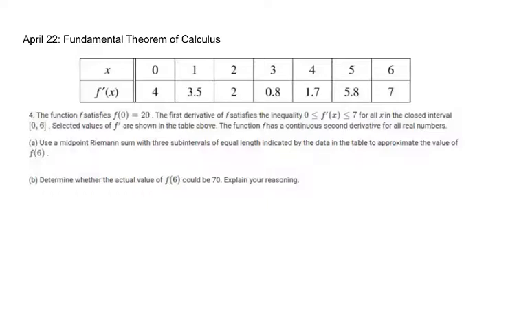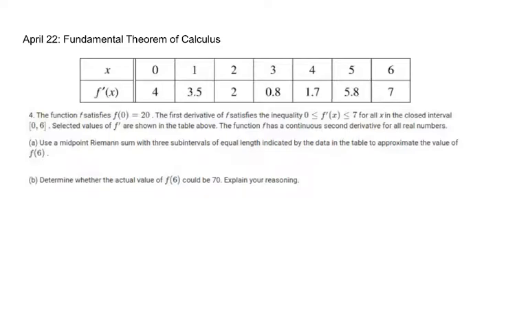This is the one with the fundamental theorem of calculus, and we're looking at this table of f prime values. The first thing it wants us to do is we know that our initial condition is 20, and we're never going above 7 or into the negatives on the entire closed interval from 0 to 6. We've got select values, and it's got a continuous second derivative.